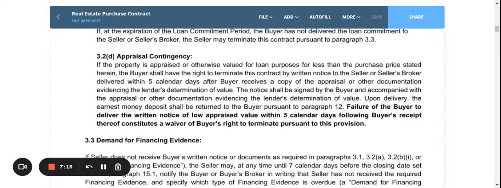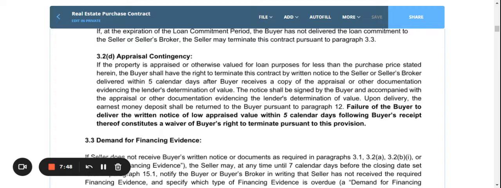So what the appraisal contingency says is, if you feel like you don't want to give them the $3,000, even though you said in the contract that you would, you have 5 days to put in writing that you want to cancel the contract. This is your way out. So there are 3 ways out of a contract, and we'll be going over all 3. But appraisal contingency is one.